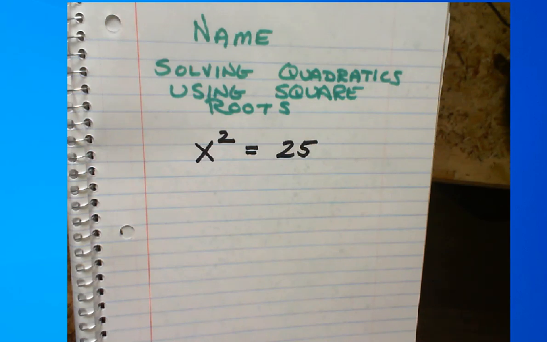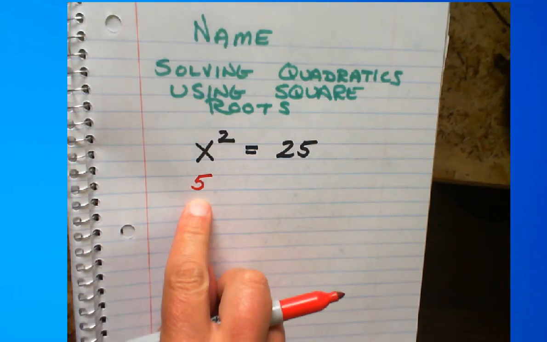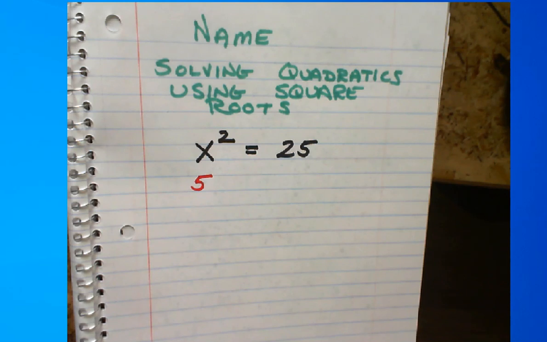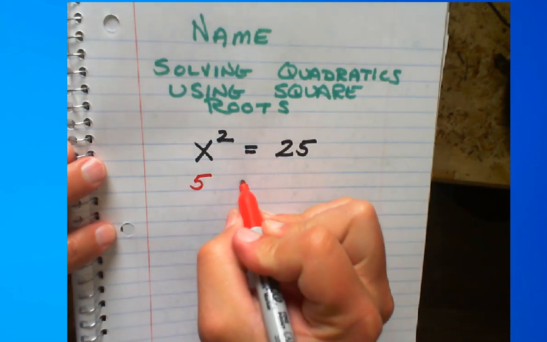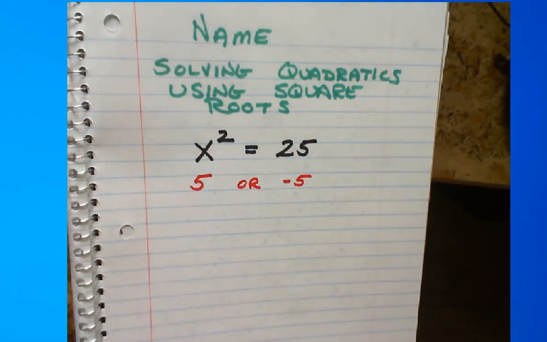Well, I know that 5 would work because 5 squared is 25. But there's another answer out there. And the other answer is -5. And that's because -5 times -5 is also 25.